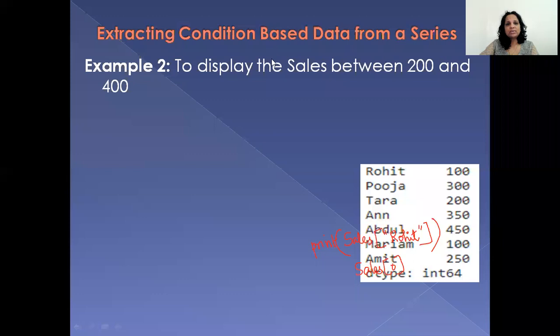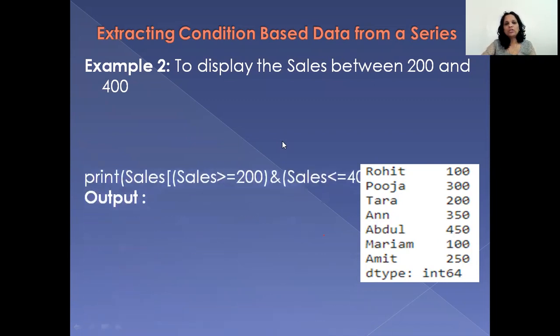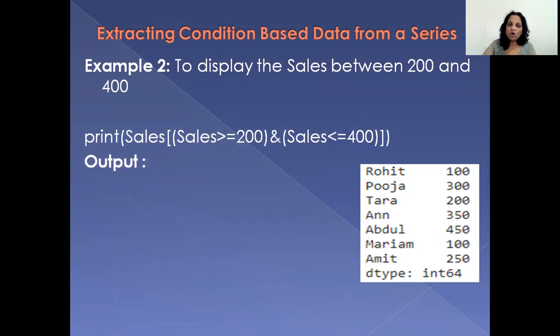Okay, so I have the next slide. The question here says that I need to display the sales between a certain range, that is between 200 and 400. So how do I go about it? You agree with me that you have a condition that it has to be greater than or equal to 200. At the same time, you have another condition which says less than or equal to 400. So there are two conditions. Now these two conditions have to be joined together. And how do you join them? By using the AND operator here.